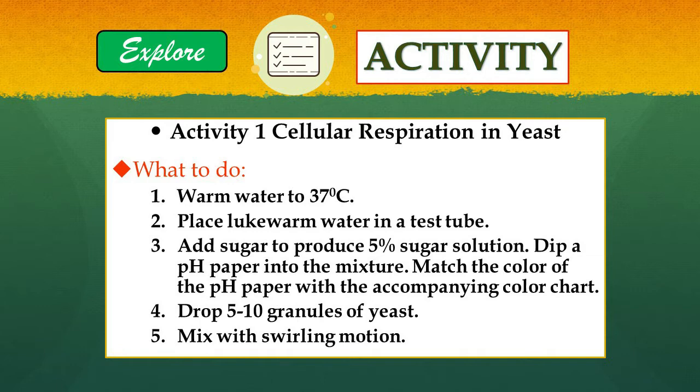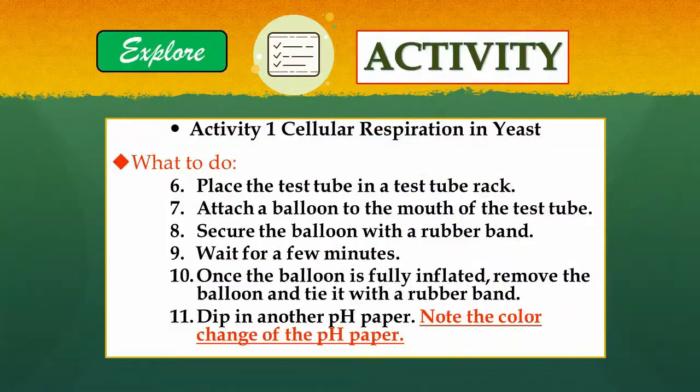Fourth, drop 5 to 10 granules of yeast. Fifth, mix with swirling motion. Sixth, place the test tube in a test tube rack. Seventh, attach a balloon to the mouth of the test tube. Eighth, secure the balloon with a rubber band.